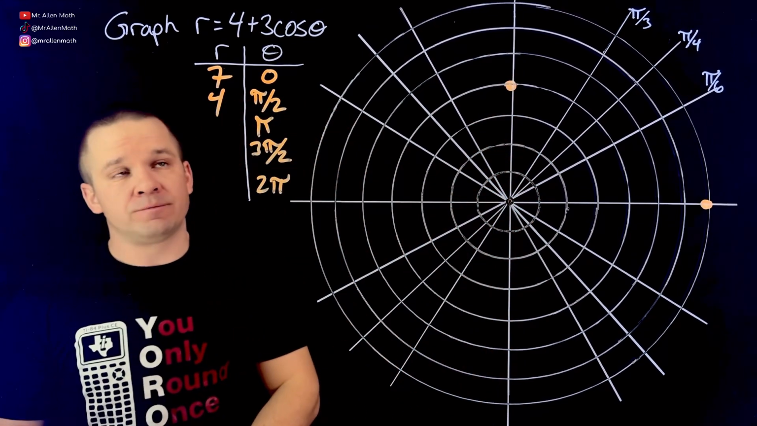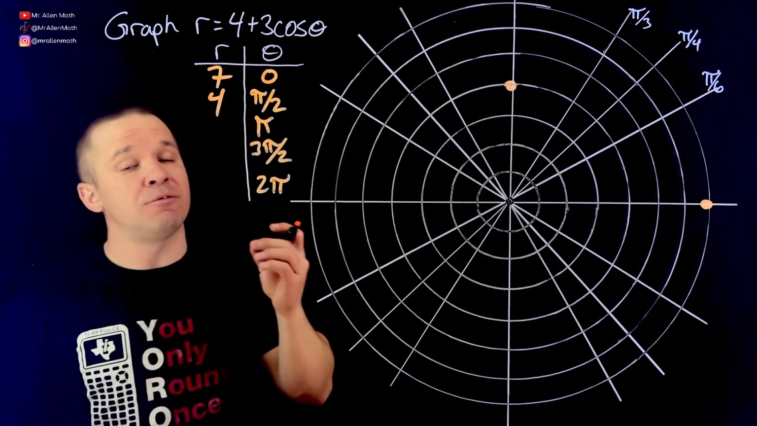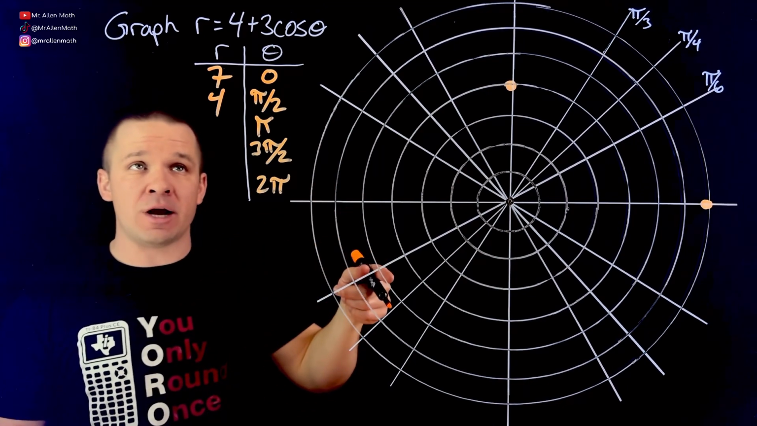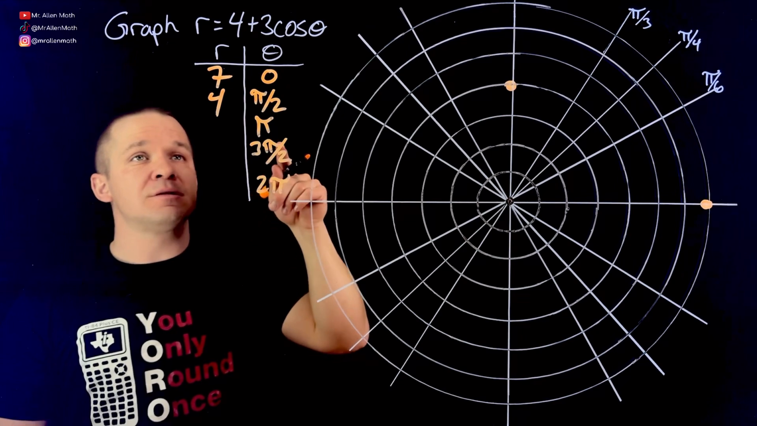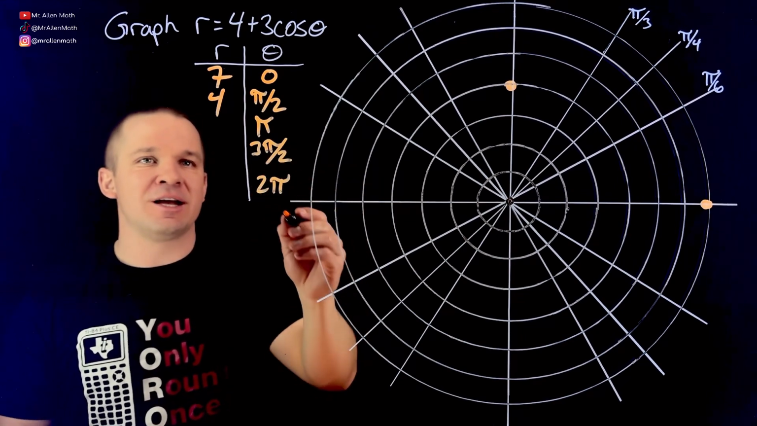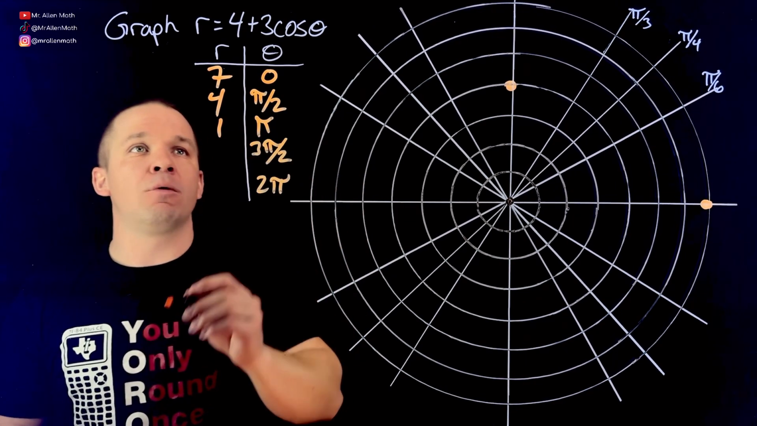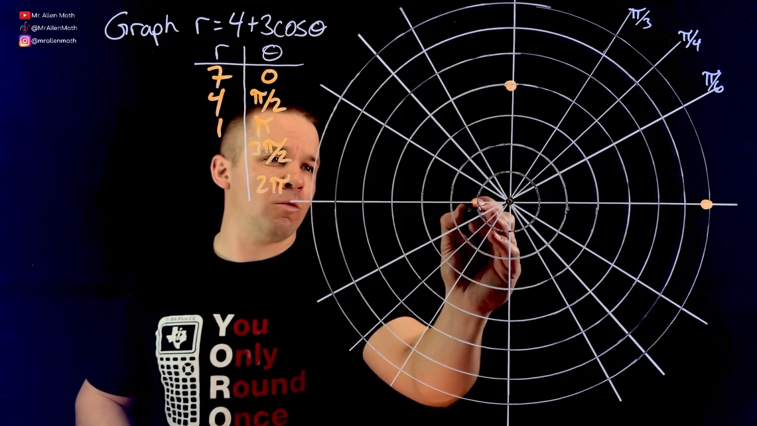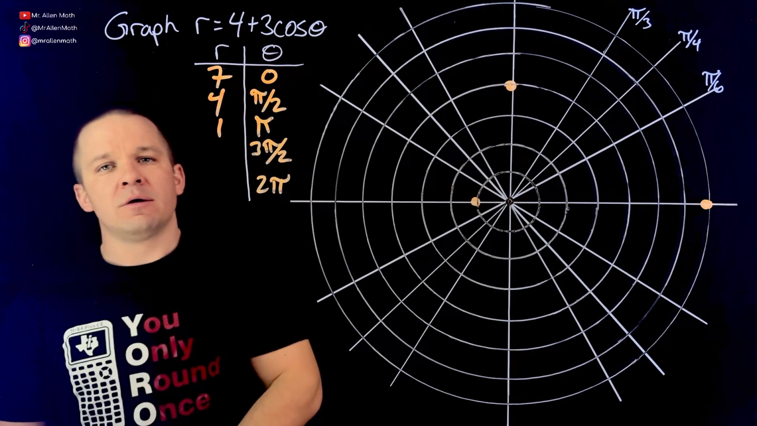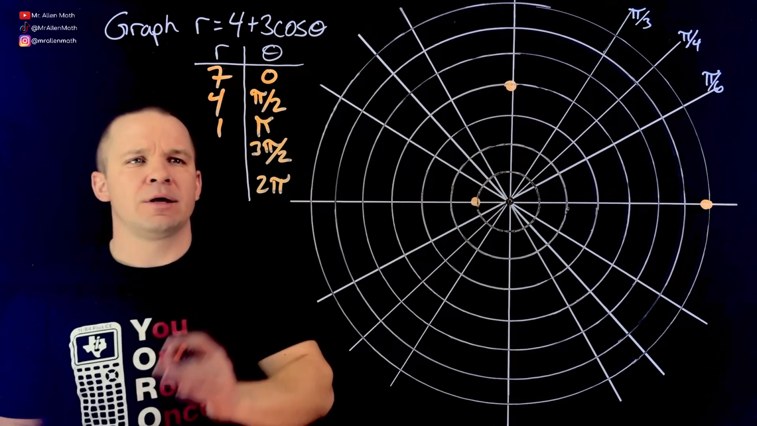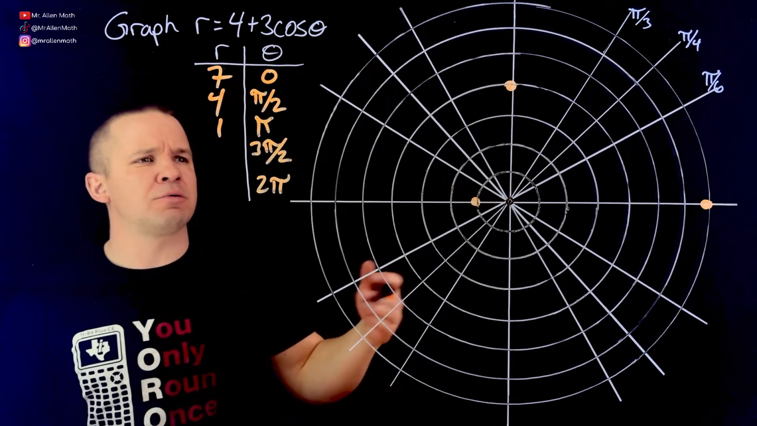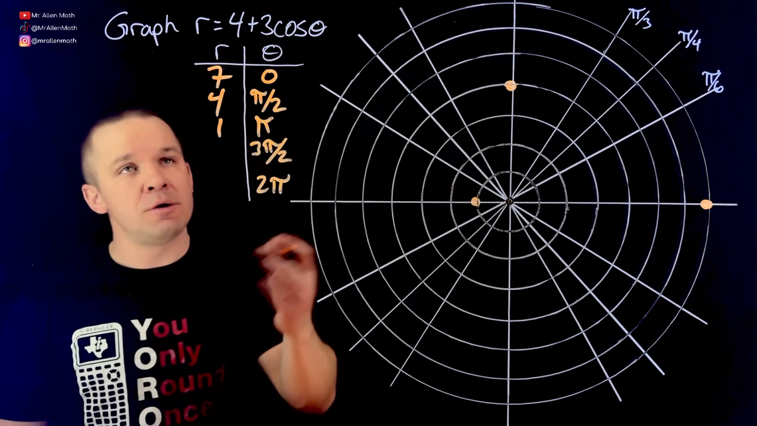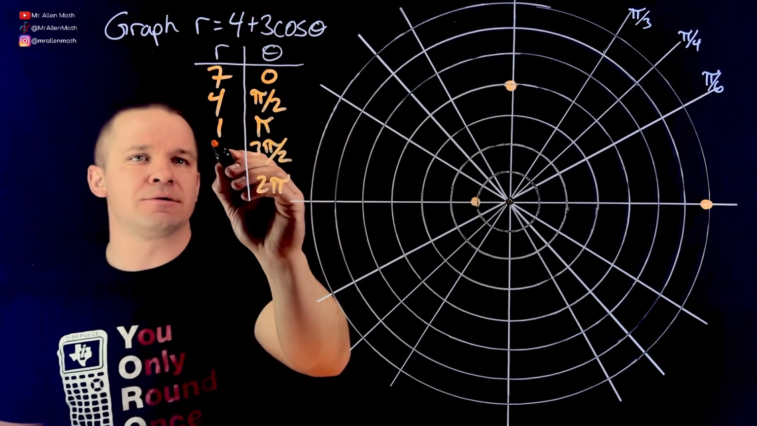Next we have pi. Well, cosine of pi is negative 1. Okay? So then we get 3 times negative 1 is negative 3. 4 plus negative 3, or 4 minus 3, is then positive 1. Okay, so I'm going to have pi, comma, 1. Alrighty, beautiful. Next one, 3 pi over 2. What's cosine of 3 pi over 2? Well, cosine of 3 pi over 2 is 0. So again, we're at 4 plus 0 is 4.